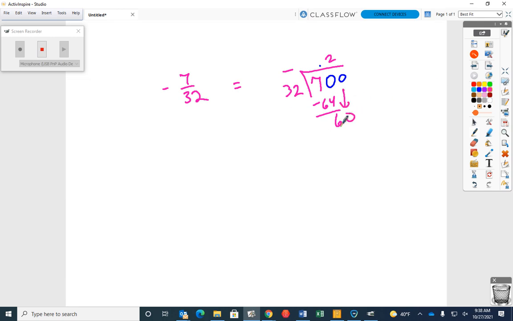How many 32s go into 60? 1. So minus 32. What's left down here? 28. Can I put another 0 up here? Bring it down. Now when I get down to numbers like this, 32 into 280, what number is 32 really close to? 30. 30 is an easy number to multiply. If I did 30 times 6, what would that be? 180. I still have a lot to go.